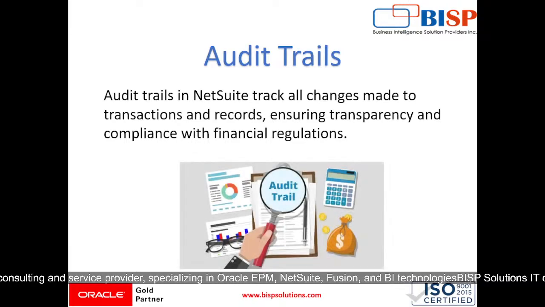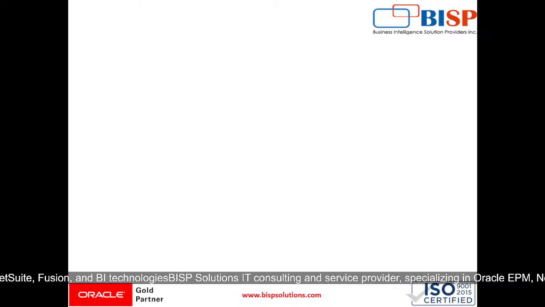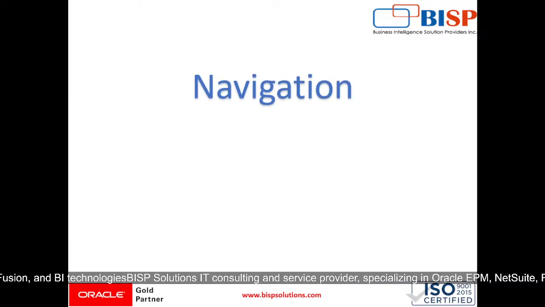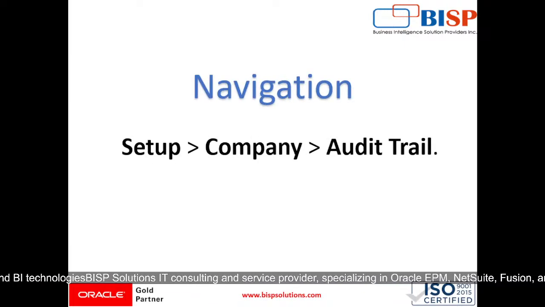For example, a company undergoing an external audit needs to verify changes made to financial transactions. Using audit trails, they can track who modified a record, what changes were made, and when. So for that, they have to navigate to NetSuite. They have to go to Setup. Under Setup, Company option, under Company they can click on Audit Trail for the same.